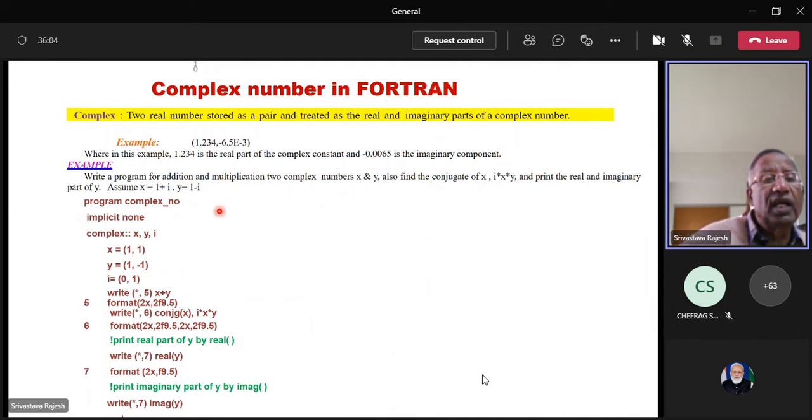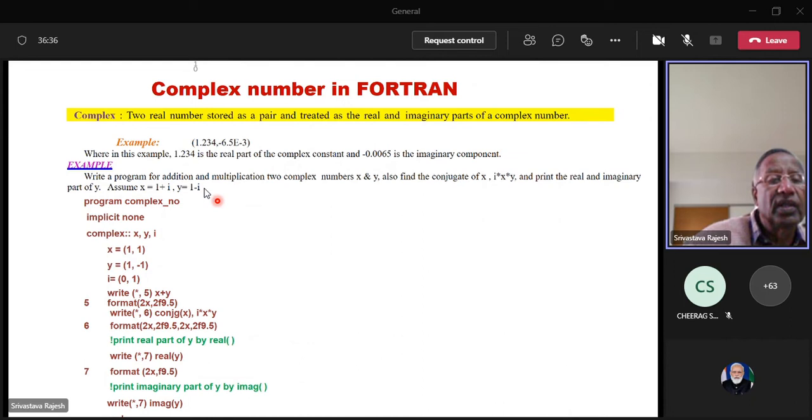Okay, so we write a program of addition, multiplication of two complex numbers, x and y. Also find the conjugate of x, times I star x star y, and print the real and imaginary part. So let us do it. So assume x is equal to 1 plus I and y is equal to 1 minus I. Now these are two complex quantities.